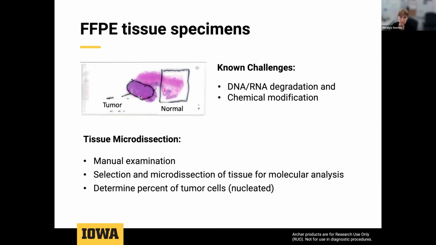So FFPE samples have known challenges, such as nucleic acid degradation or chemical modification, which we have to take into consideration. And for molecular testing of tumors, we have to apply tissue microdissection because we have to select a specific region and also count nucleated cells within this tumor. Otherwise, this material could be inadequate for interpretation.